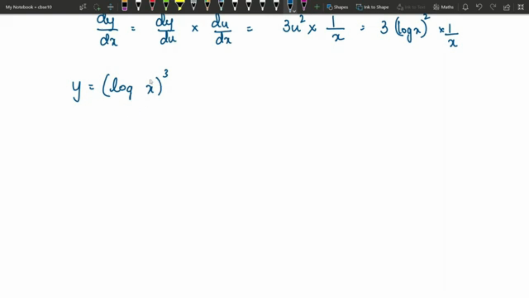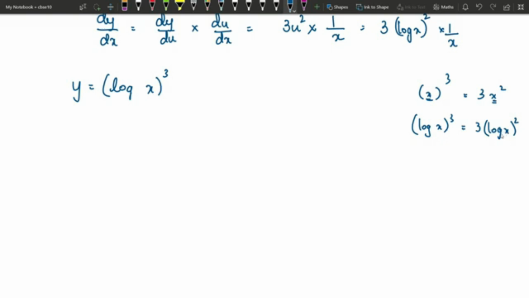So how to think of this is, think of the outermost function. Here it is of the form x cube, isn't it? If it was x cube, I would have written 3x square. Since it is not x now, instead of x I have log x, right? So in place of x I have log x here, and similarly I have to write log x in the answer as well. Hope this is clear. The standard formula is derivative of x cube equals 3x square. In the same place, in place of x I have log x, so in the answer also, in place of x I have to write log x.